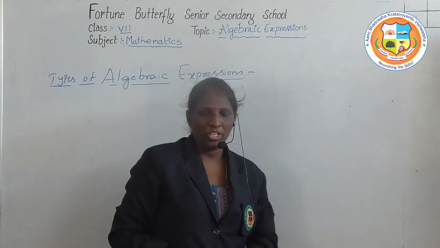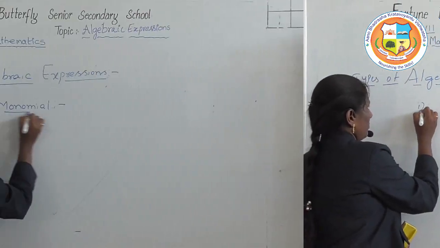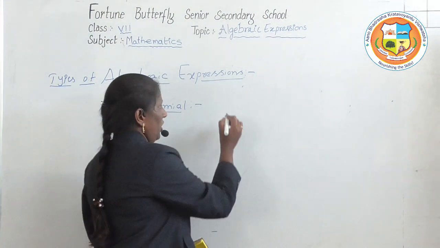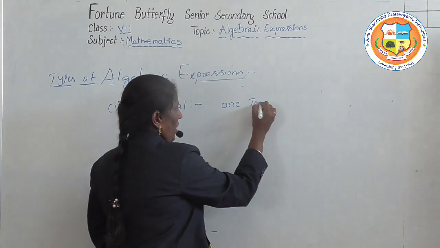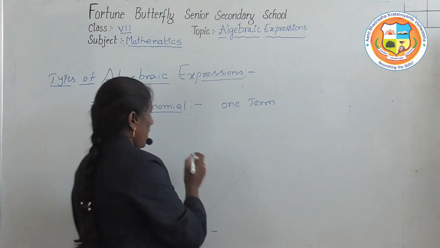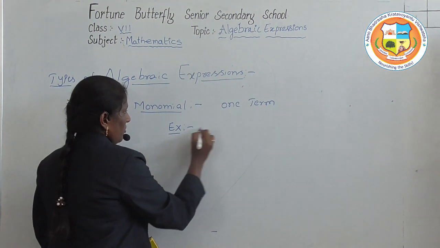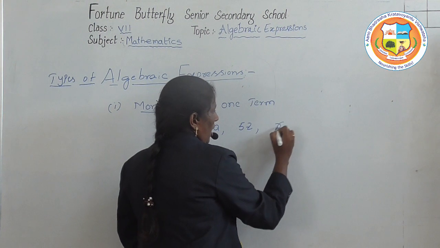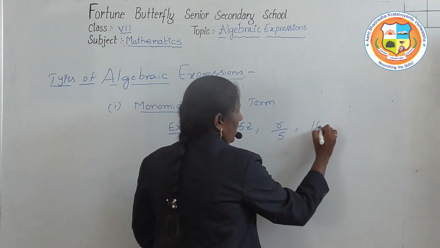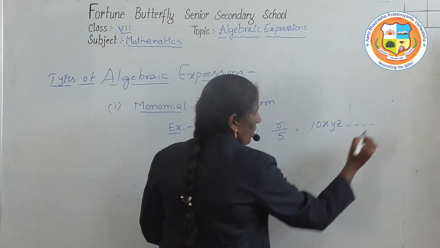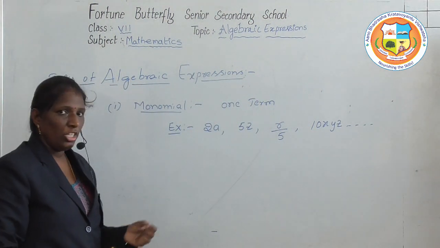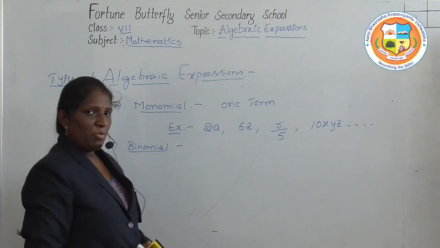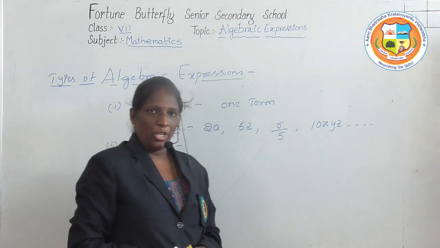Next, types of algebraic expression. First one is monomial. An expression containing only one term is called a monomial. For example, 2a, 5z, next r by 5 and 10xyz. These all are called monomials. Only one term. Next one is binomial. An expression containing two terms is called a binomial.